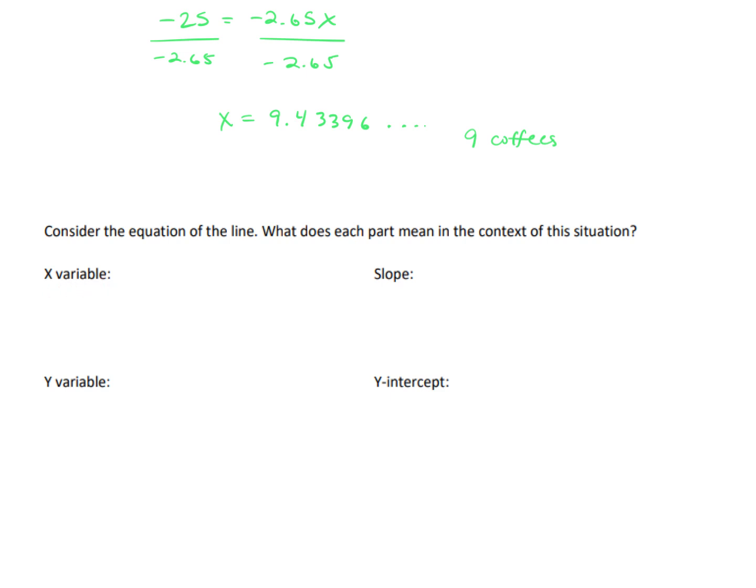First, the x variable. So the x variable in our equation is representing the number of medium coffees purchased. The y variable is representing our gift card balance. So how much money do we have left on the gift card after we've purchased some coffees?